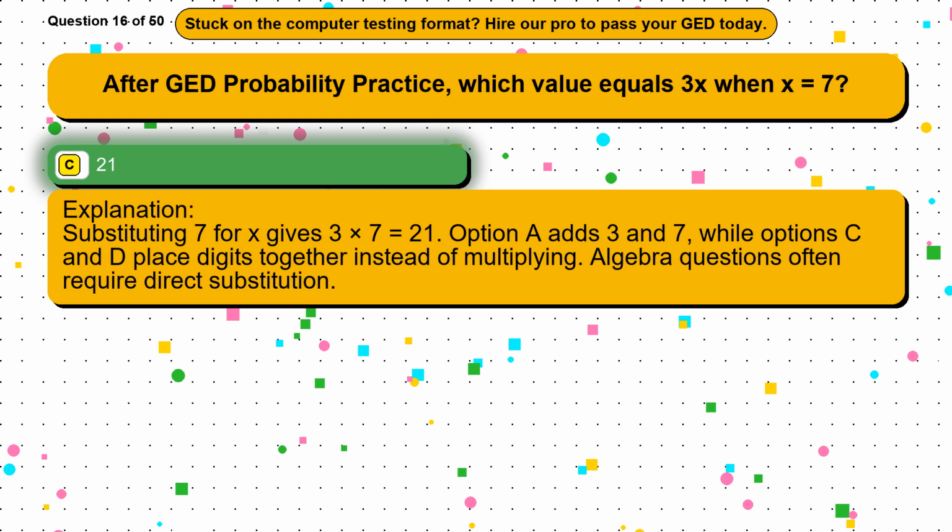Substituting 7 for x gives 3 times 7 equals 21. Option A adds 3 and 7, while options B and D place digits together instead of multiplying. Algebra questions often require direct substitution.